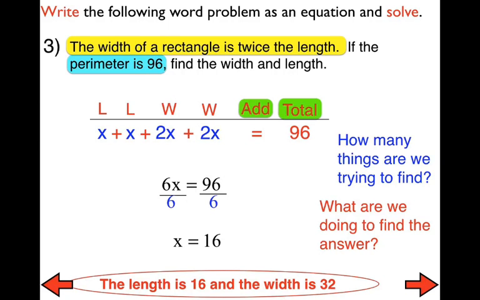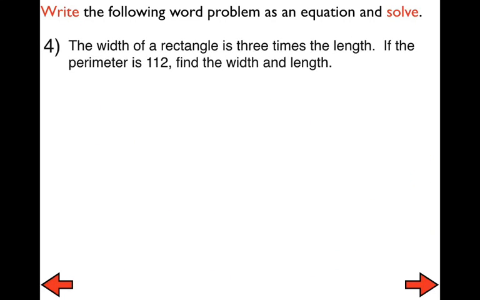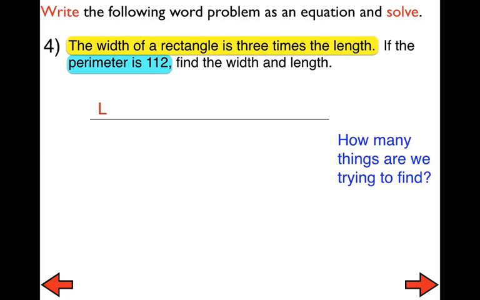And our last problem for today is number 4. Go ahead and try number 4 all the way through. And of course, you should have paused the video. All right, let's take a look at this. The width of a rectangle is 3 times the length. The width is 3 times as big as the length. That means the length is smaller, and the perimeter is 112.